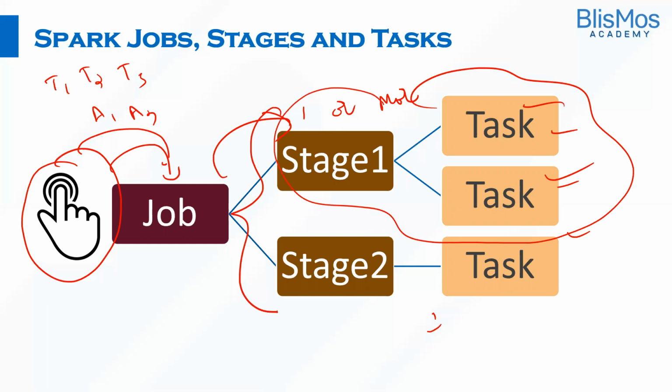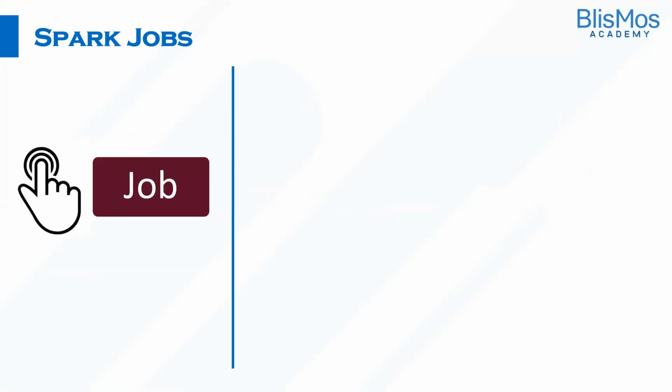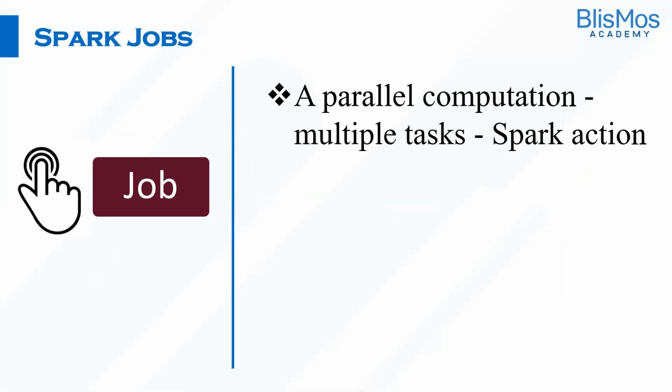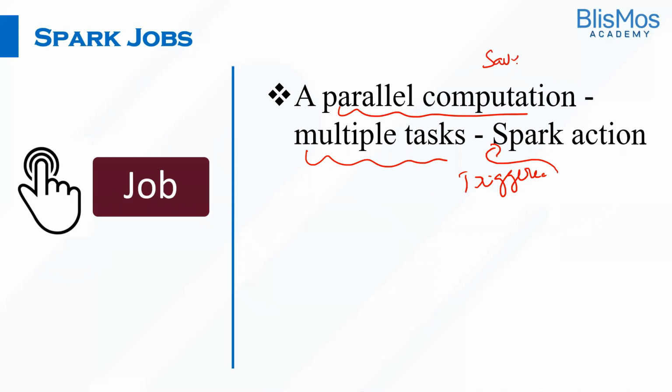Let us understand what is job, what is stage, what is task in a bit more detail. What is job? A job in Spark is nothing but a parallel computation of multiple tasks that get triggered when there is an action from a Spark. It is created in response to the action. Action can be save or collect.